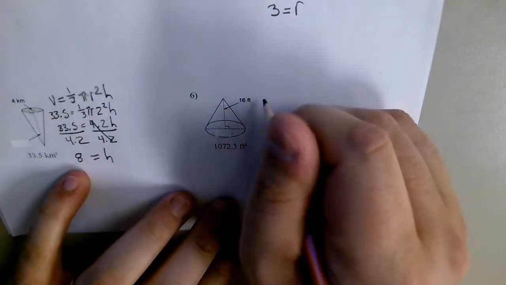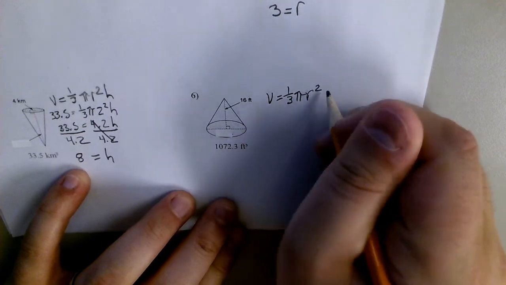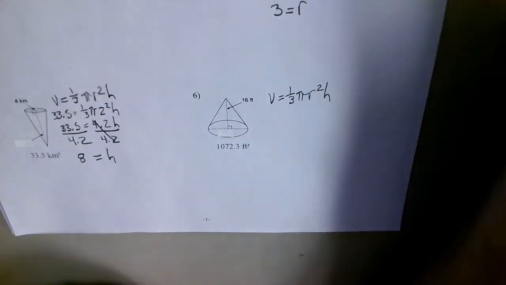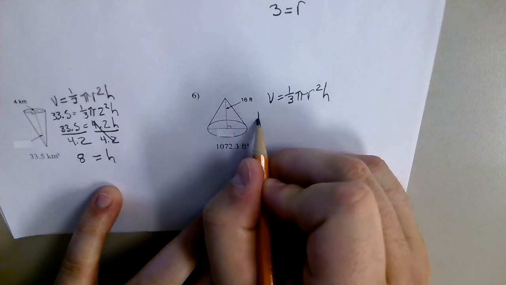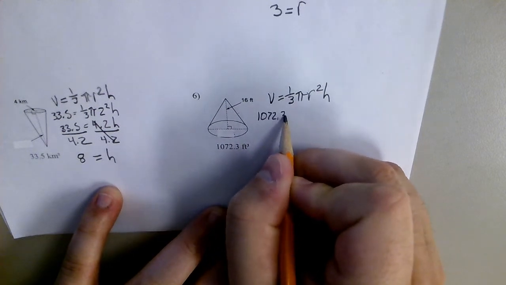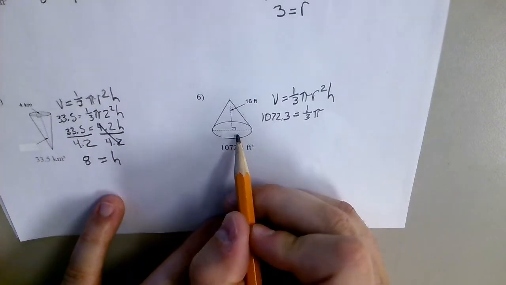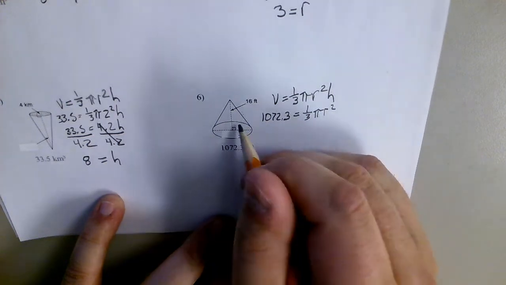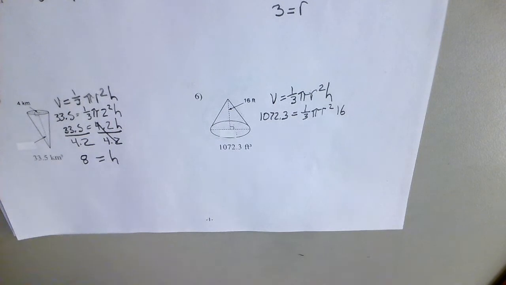Alright, and then the last one I'm going to do for you guys here, number 6. So I've got volume equals 1/3 pi r squared h. Are you tired of hearing that yet? I hope not, because you have all the rest to do. Alright, so 1072.3 is my volume here. 1/3 pi stays. My radius is the thing that I'm looking for, so I'm leaving that as r squared. And then my height is 16 in this one. Alright, we got some larger numbers on this one.